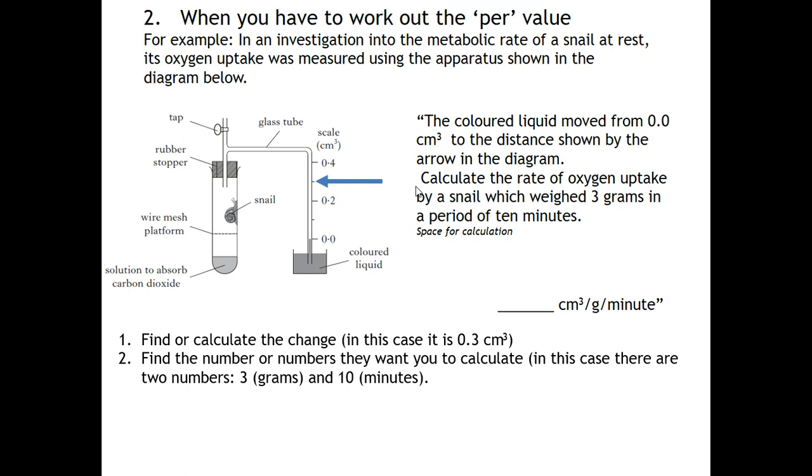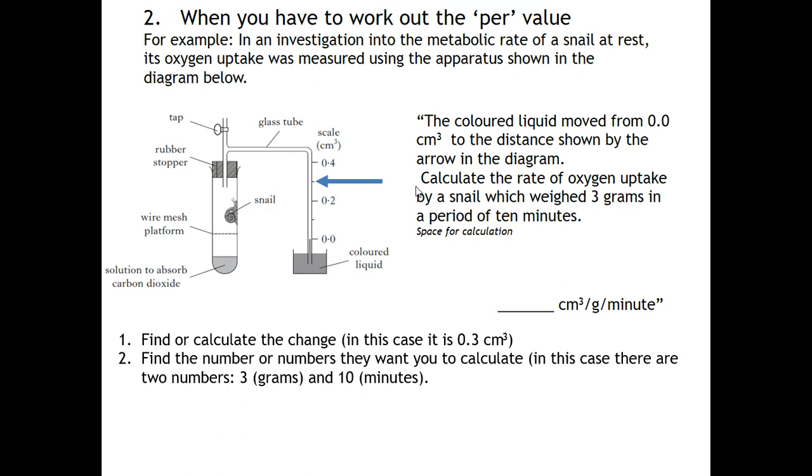So in this case, because we're trying to find out per gram, for 1 gram, per minute, for 1 minute, what we're looking to do is divide down, unlike the last type of question where we multiplied up. So when you have to work out the per value, you divide down. If you're given the per value, like question 1, you multiply up. So we found the numbers they want to calculate. It's 3 grams and it's 10 minutes. And very simply, we're going to divide by both of those numbers. But I'll talk you through each one.